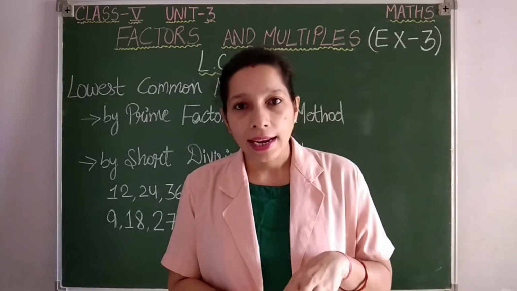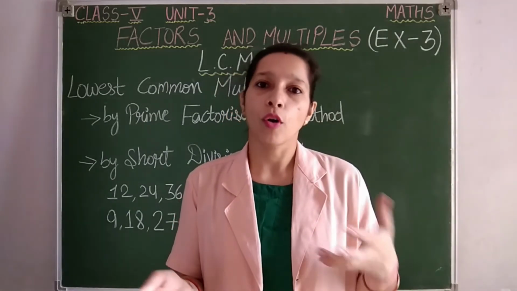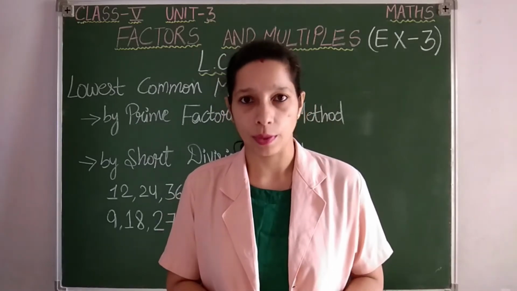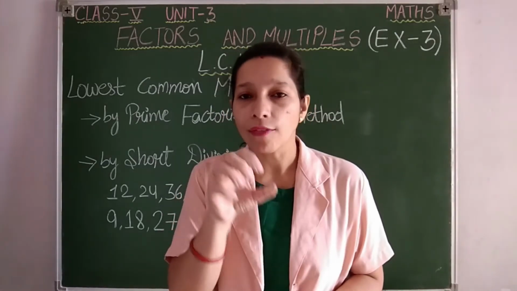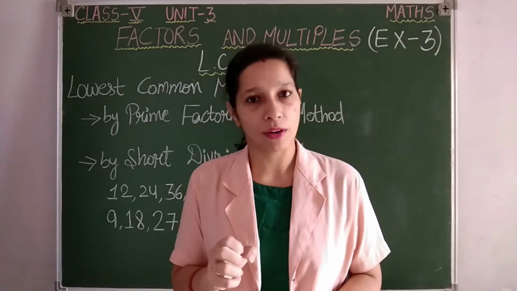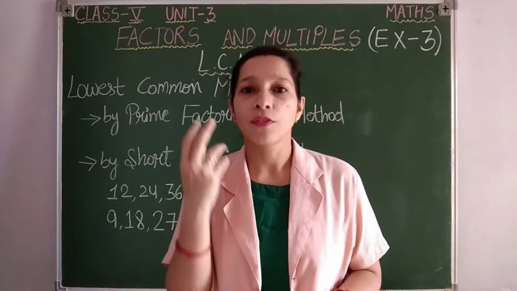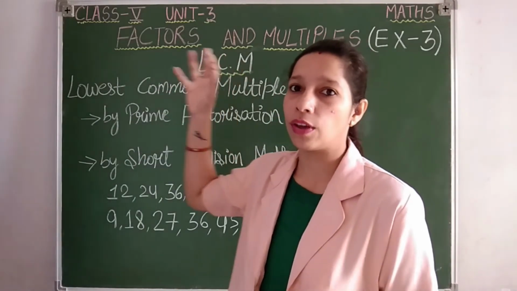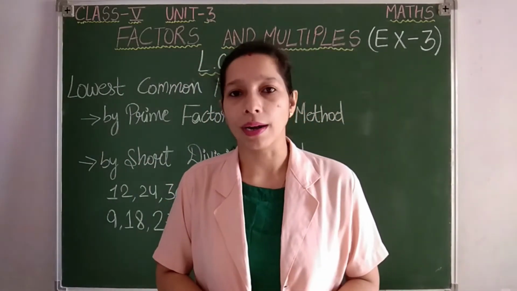So there can be many common multiples for given numbers. Okay, for given two or more than two numbers there can be many common multiples. But you have to choose the smallest common multiple for the given numbers. Okay, and for that reason we use LCM. We use it to find LCM, least common multiple.